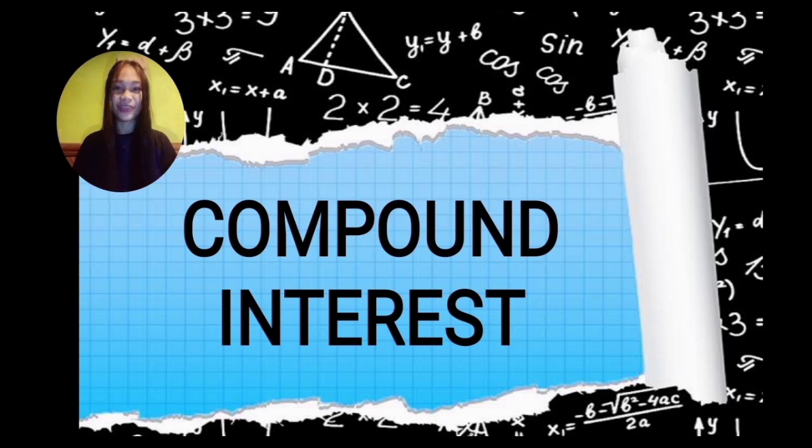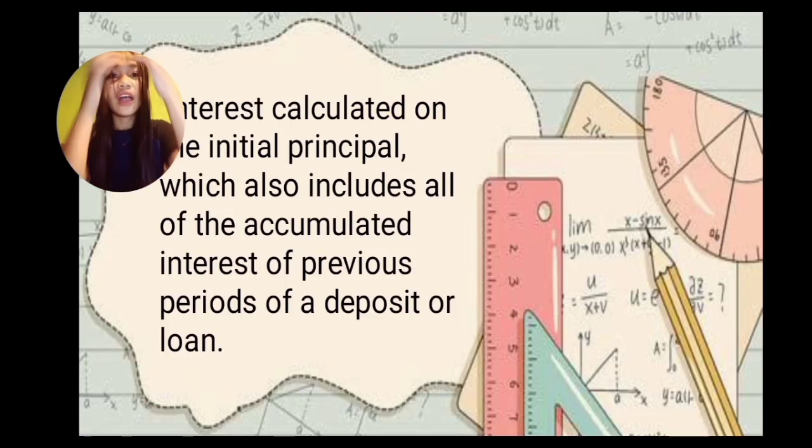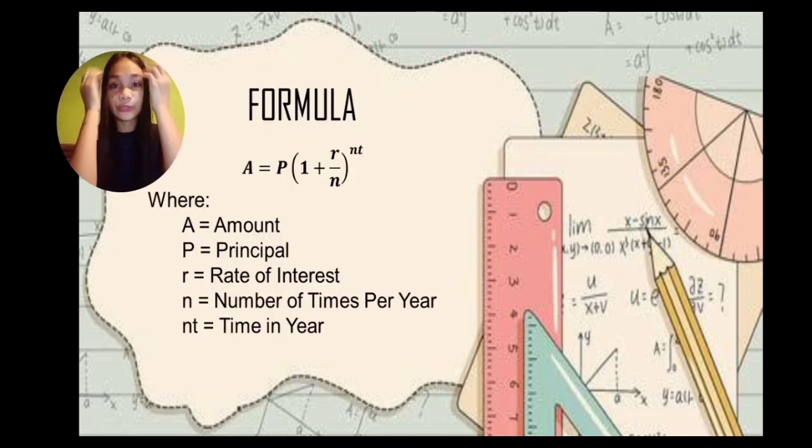Makinig upang may matutunan. Compound interest, also called compounding interest, is interest calculated on the initial principal, which also includes all the accumulated interest of previous periods of a deposit or loan. When calculating compound interest, the number of compounding periods makes a significant difference. So we have here our formula on how to solve compound interest.